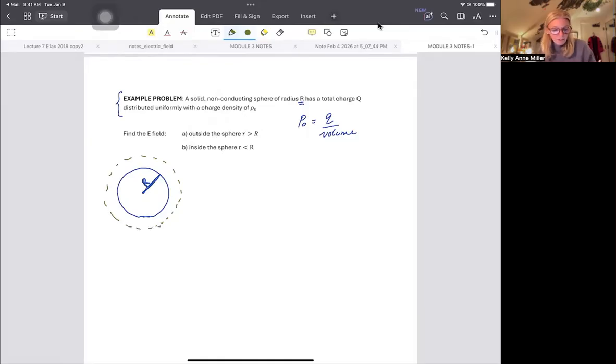Okay. And we're going to define that as lowercase r. So in the first case, lowercase r is bigger than uppercase R. You follow the exact same procedure.